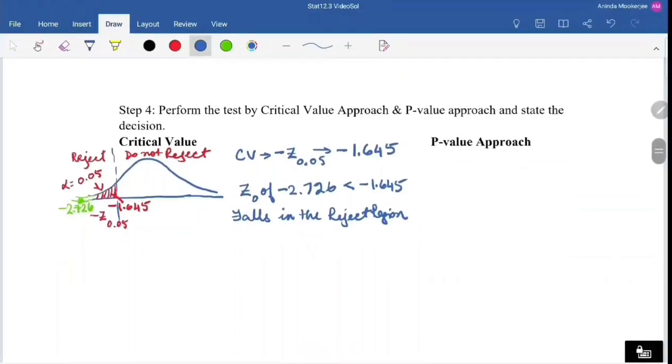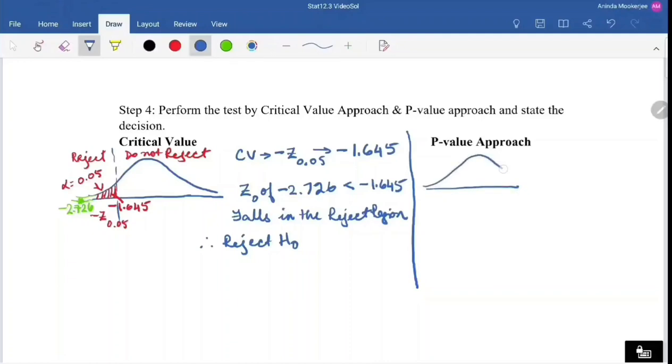All right, so our decision is going to be, therefore, reject the null hypothesis. That's going to be our decision, but let's work this out using the p-value approach and see if it leads to the same decision. So for the p-value approach, we start with the test statistic value. So I'm going to draw a diagram here showing on the curve where negative 2.726 is going to be. Like we said, it's going to fall to the extreme left. It's a very, very low z-score, so it probably will be somewhere way to the left.